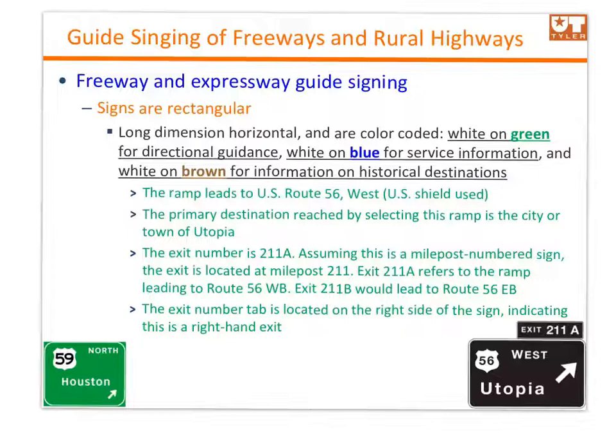So everyone knows if it's directional, it's got to be white on green for directional guidance. For service information like hotels, as well as gas stations, those are white and blue. And if you are looking for information or historical destinations, those are going to be white and brown.